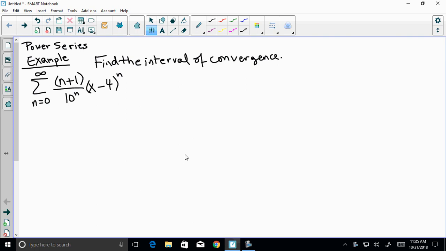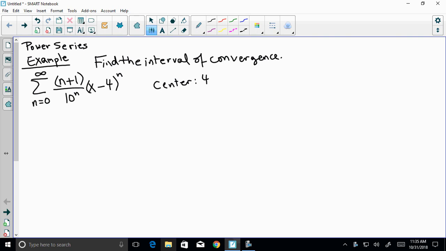Okay, so this example says find the radius of convergence, and our series is sigma n from 0 to infinity, n plus 1 over 10 to the power n, x minus 4 to the power n. This is a power series. Now, where is the center of this power series? Where is it centered at? At 4. So the center is 4.